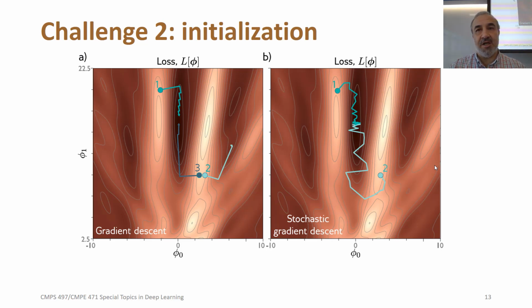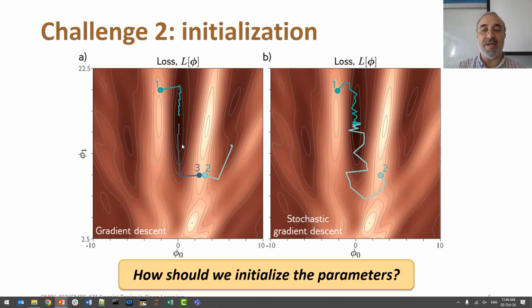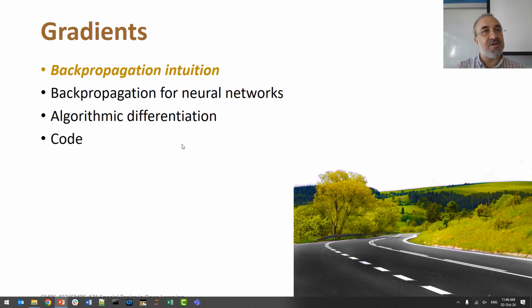The second challenge is the initialization. As you saw, the training will depend a lot on where we start the model. Right? If we start the model at this point, we will not get to the global minimum. If we start at 0.3 and 1, we get to the global minimum. So it depends heavily on the initialization of the model. So these are the two challenges that we will, inshallah, address in this session. We'll start with the first one, which is computing the gradients.